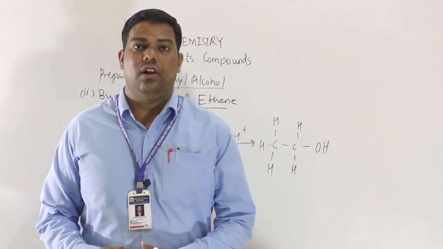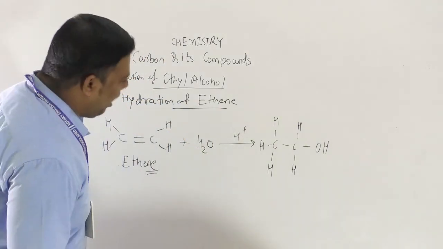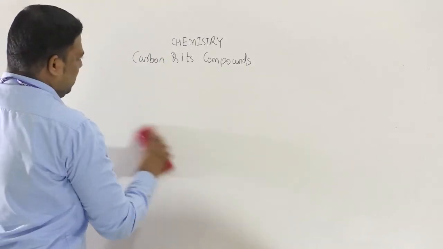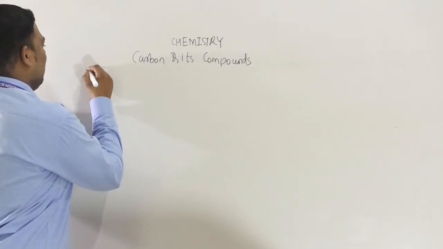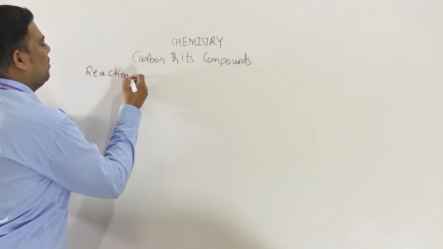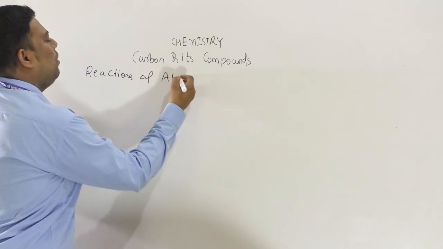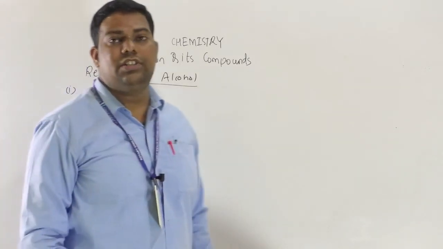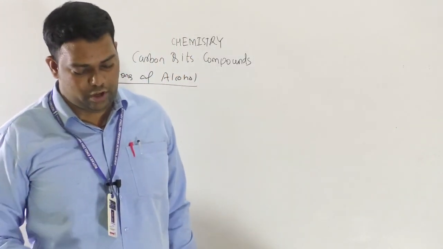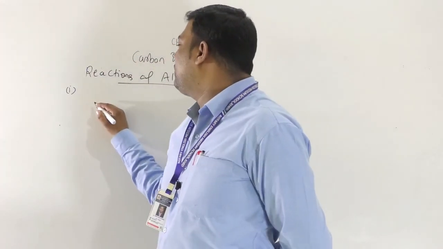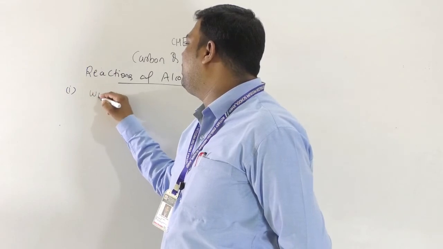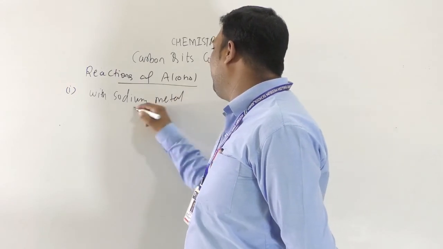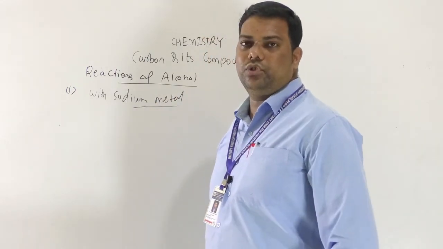Yes, reactions of alcohol. So see here, preparation is over, now the reactions of alcohol. Now see the first reaction, beta, when ethanol reacts with sodium metal. So see here what will happen, ethanol reacts with a sodium metal. We can observe this reaction in our chemistry lab also.